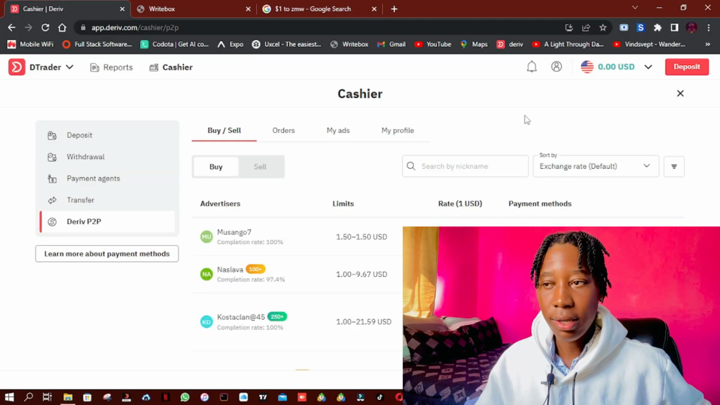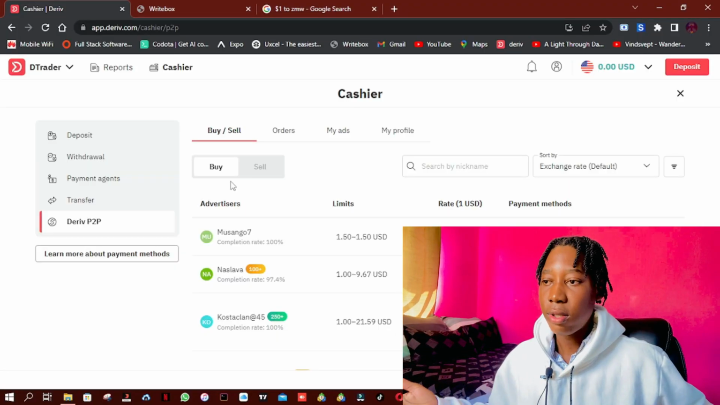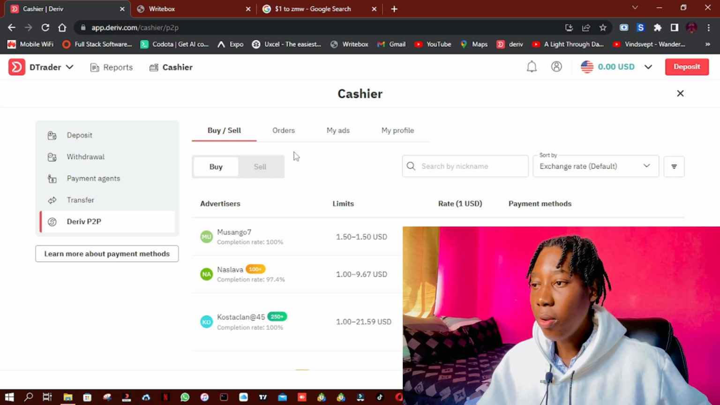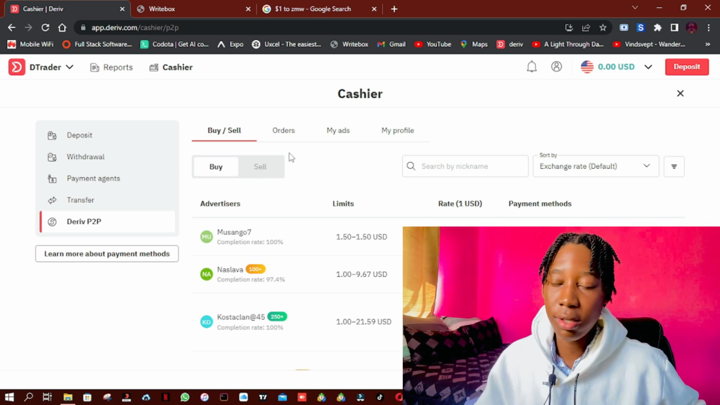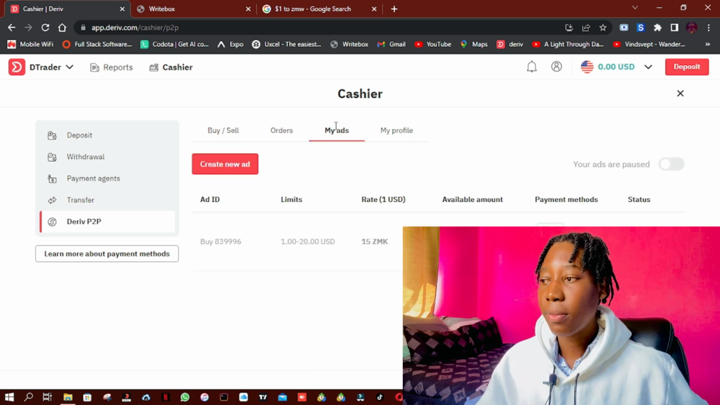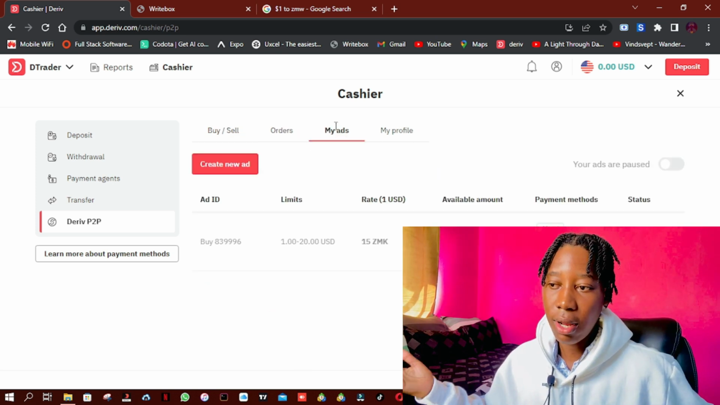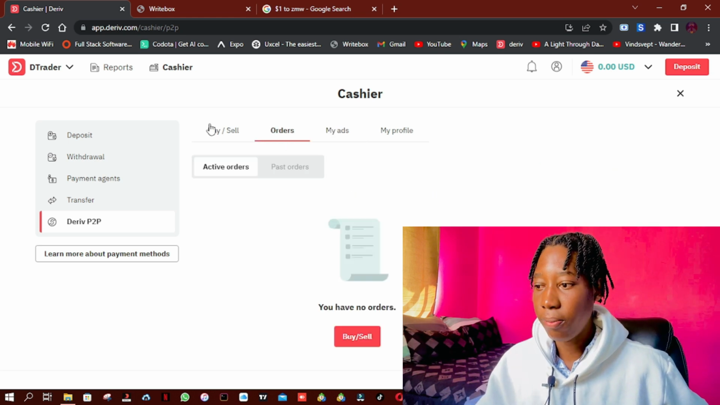So what you're currently seeing over here is actually Deriv P2P. If you've got some dollars, you can actually sell them. If you want dollars, you can buy. If you have some dollars, you can sell them and receive your local currency. You can as well create ads. Once you create an ad, people will be able to buy from you and so on.